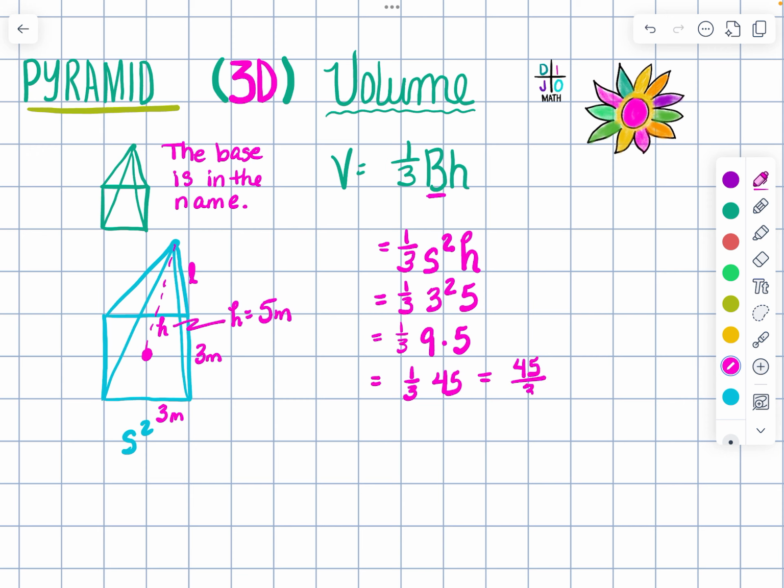It's the same thing. It's however you see it. And I can see that 3 goes into 45 15 times. Okay, so the answer is 15 meters cubed. And it's cubed because we're talking about the volume of a pyramid.